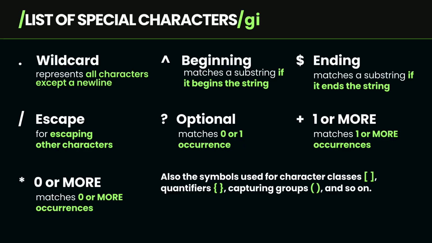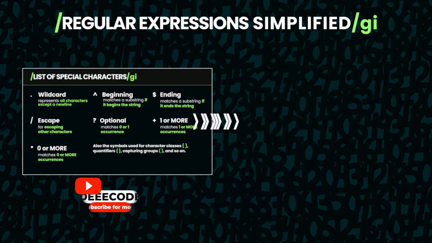So, a summary of all the special characters that we have looked at from the previous lesson to this lesson: we looked at the wildcard special character, which matches any character except a new line. We looked at the beginning special character, which looks for a match at the beginning of a string. We looked at the ending special character, which looks for a match at the end of a string. The escape special character, which escapes other characters. The optional special character, which matches a character with 0 or 1 occurrence. The one or more special character, which matches a character with 1 or more occurrences. And the 0 or more special character, which matches a character with 0 or more occurrences.